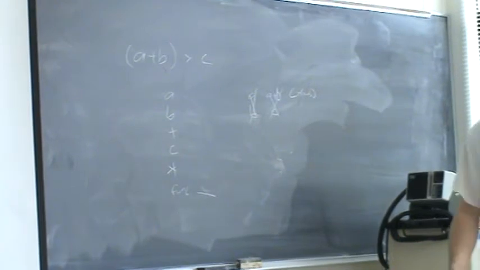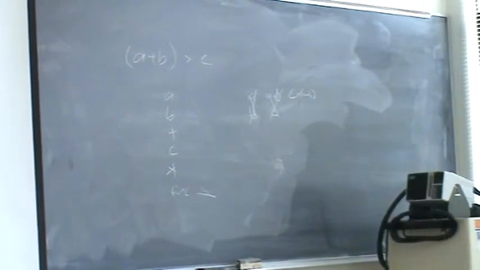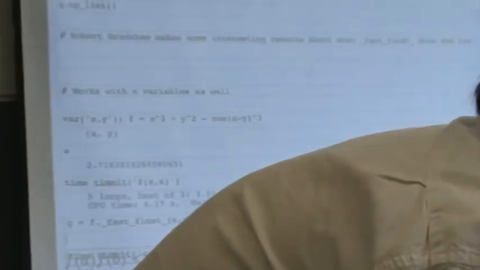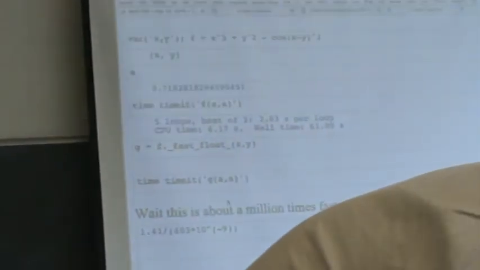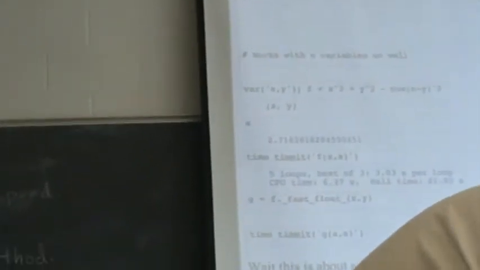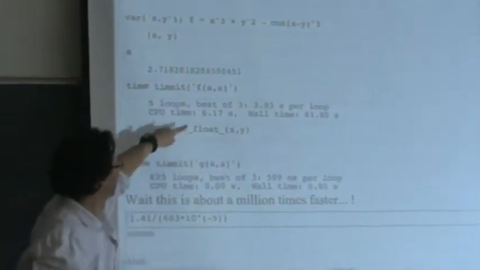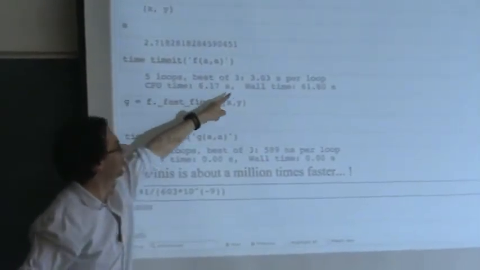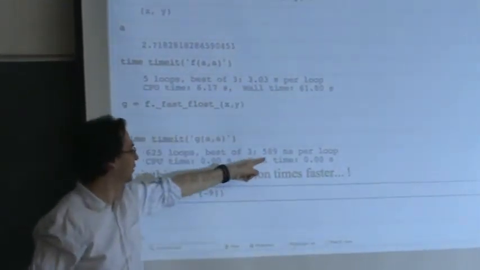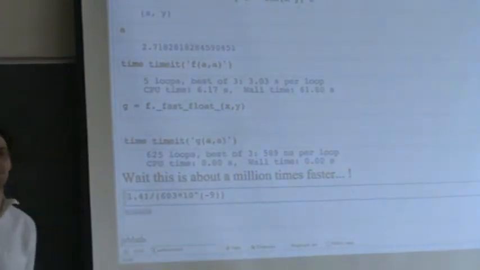Yep, 61 seconds. 3 seconds per loop. Now you could try the fast float version. It's really annoying. Okay, so 61 seconds, and now I make a fast float. Here's how fast float is in the same thing. So without using fast float, 3 seconds. Using fast float, 589 nanoseconds per loop. So fast float is a lot faster.